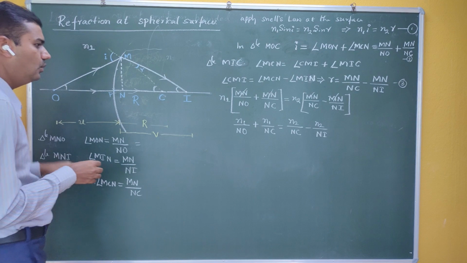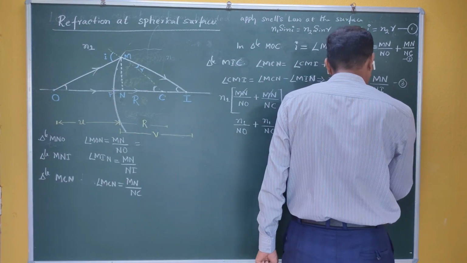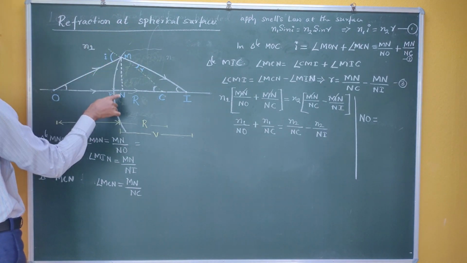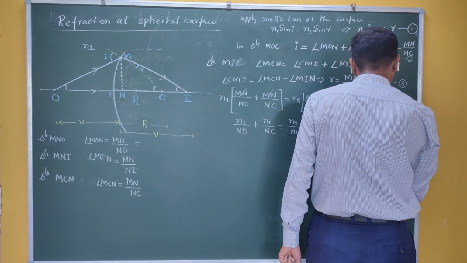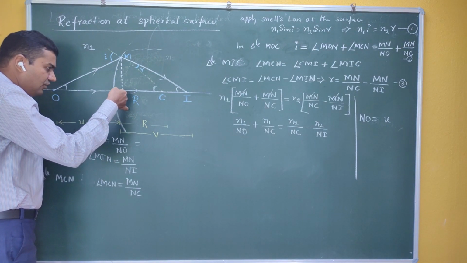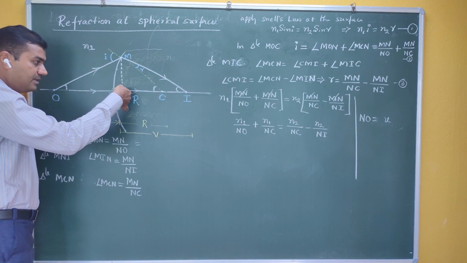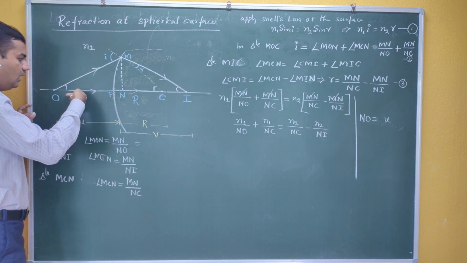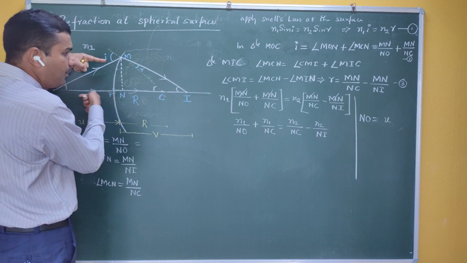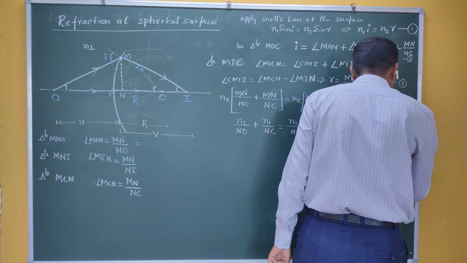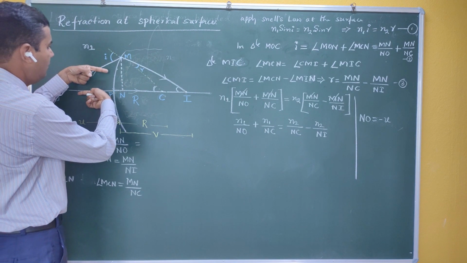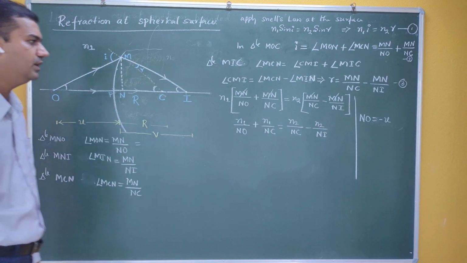Let me check one by one. What is NO? NO is nothing but U. Whether I have to take it as positive or negative, you can see. Rule number 1 says that distances are measured from the pole, so this is the direction of measurement. And this is the direction of incident light. Your direction of measurement and the direction of incident light are opposite. Therefore, this particular distance is taken as negative. Therefore, your U is negative, so NO is negative.